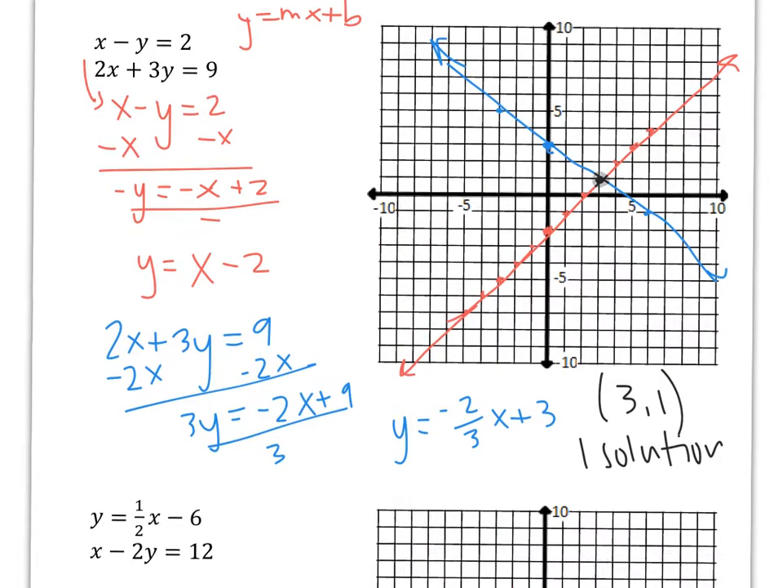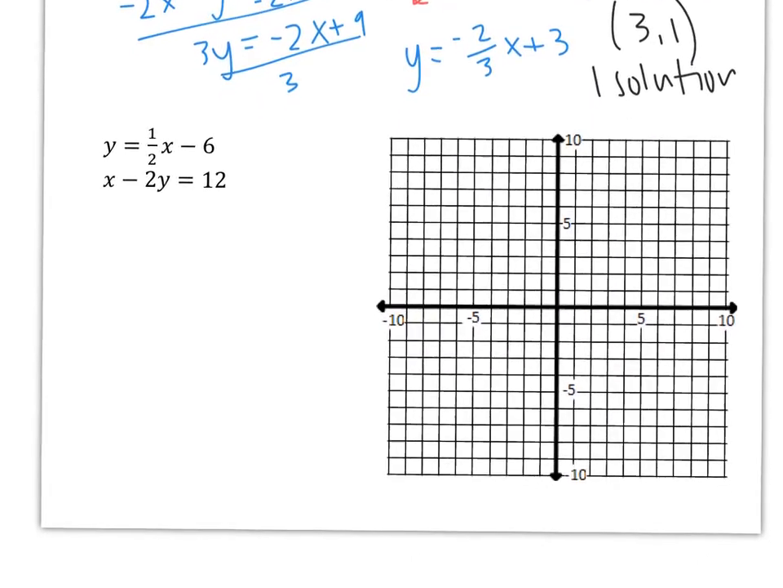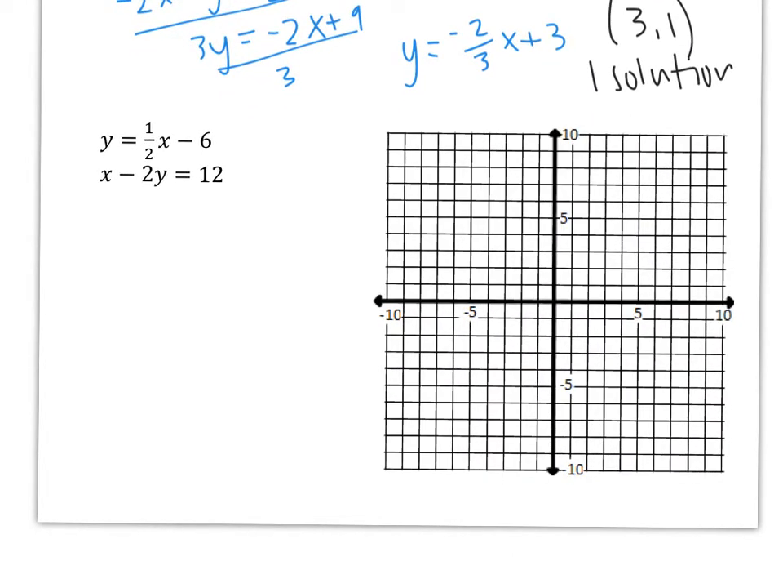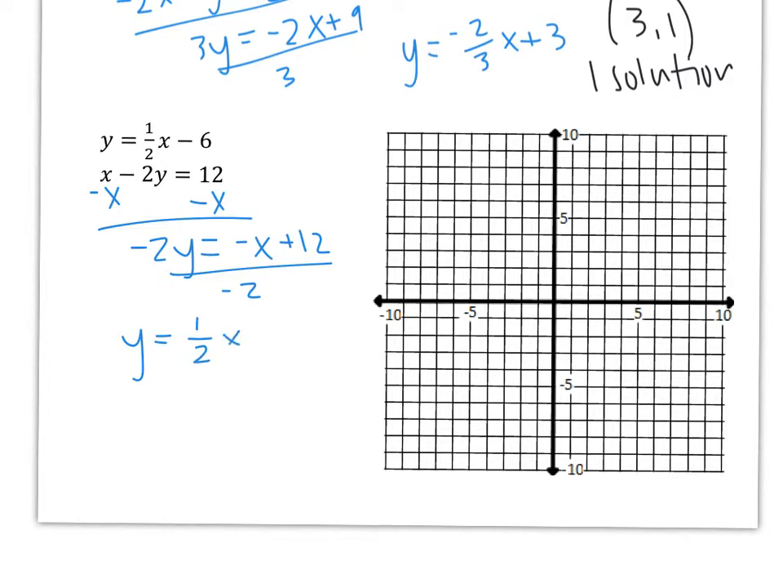All right, let's continue on. y equals 1/2 x minus 6 and x minus 2y equals 12. Let's rewrite our second equation into slope-intercept form so that we can see what both of the lines are, and then we'll graph them and see how many solutions. So here I get y equals 1/2 x minus 6. So we'll graph the first line in red, plot my y-intercept at -6, go up 1 unit over 2, get my line.